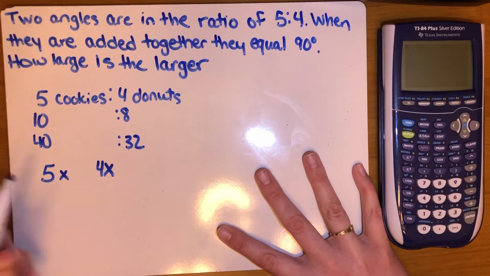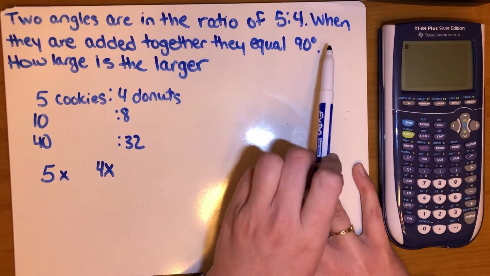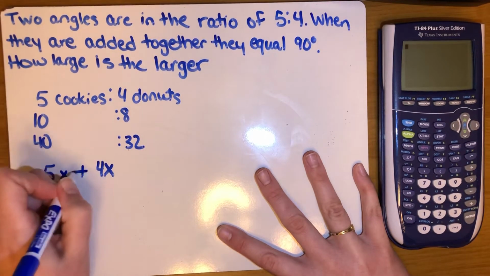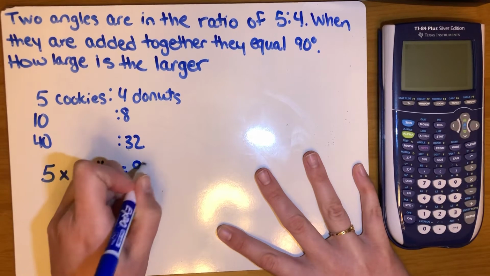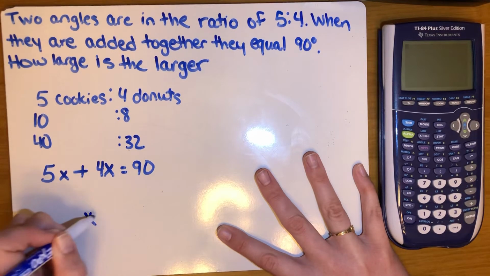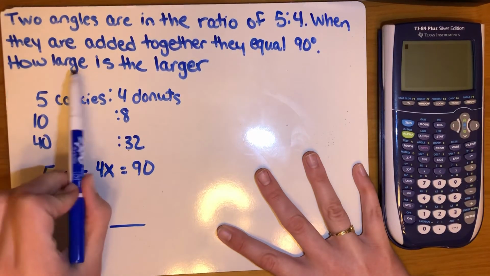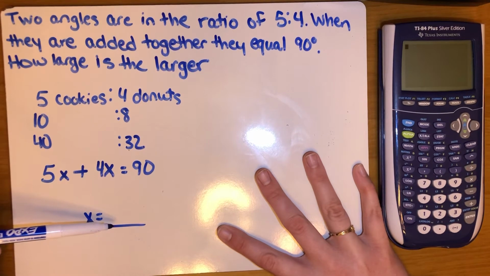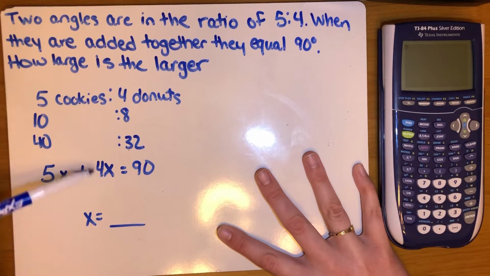So when I'm looking at this, the other thing that I know from the problem is that when those angles are added together, they equal 90 degrees. So I'm going to add these and set them equal to 90, which makes a very easy equation to solve, hopefully. So this is where you're going to go from here and figure out what x is. Now keep in mind here, it asks you how large is the larger. So once you find x, that's not the measurement of the angles, you then have to plug it back in and figure out, well, what is the measure of the 5x angle?